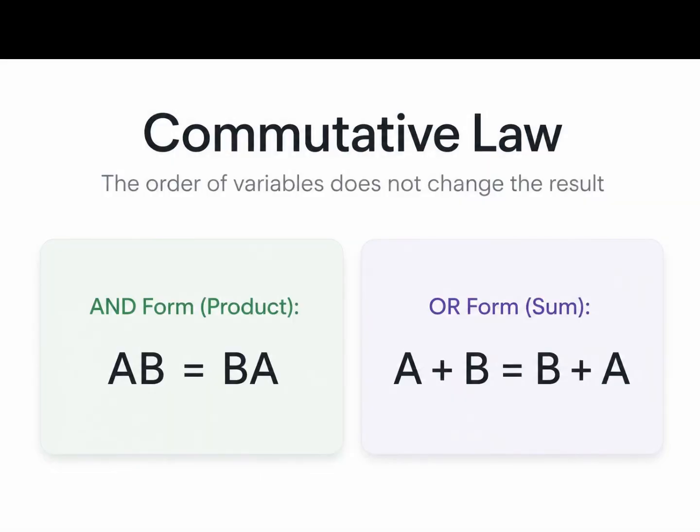Think about standard multiplication. 9 times 10 is the same as 10 times 9. The commutative law in Boolean algebra works exactly the same way. Whether you are using an AND gate or an OR gate, swapping the order of the inputs does not change the final output. A and B is identical to B and A.